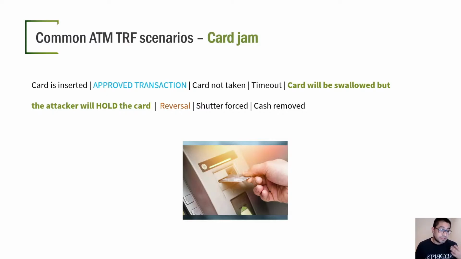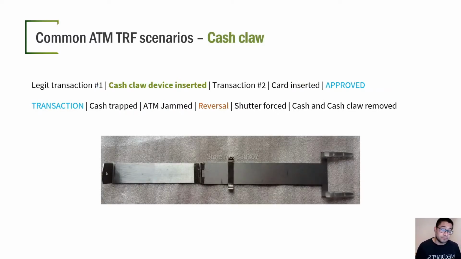Also, we have the card jam. This happens when I insert the card, I do a normal transaction, but when the card is exposed, the card will not be taken. A timeout will happen, and the card will be swallowed, but the attacker, instead of letting the card reader swallow the card, will hold the card. That will make a reversal, and then the shutter will be forced, the money will be grabbed, and the cash will be removed.